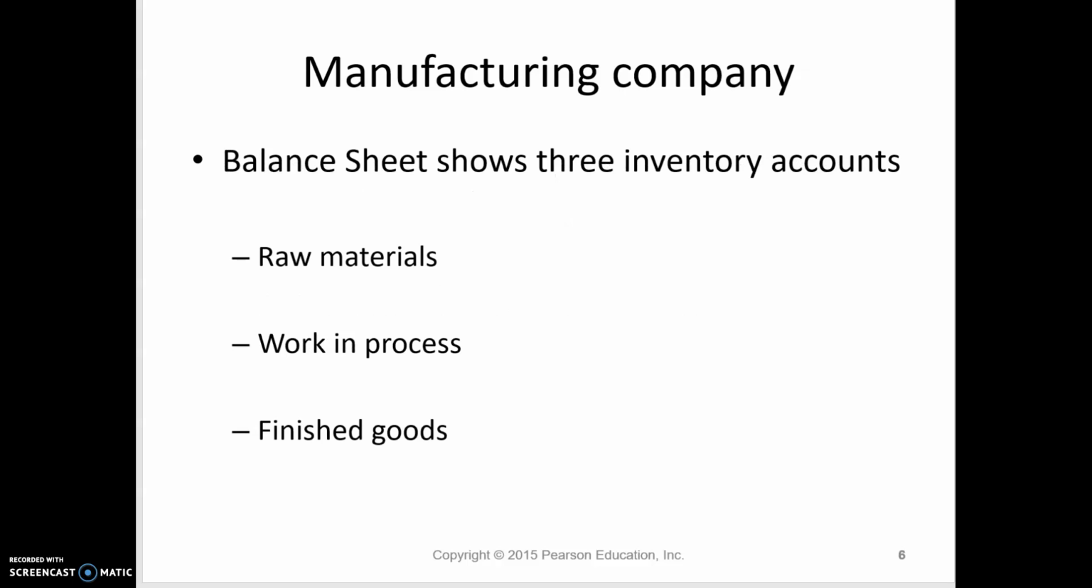And so back in financial accounting, when we learned about merchandise inventory, we knew that that was a current asset on the balance sheet. A manufacturing company is going to actually have 3 inventory accounts that they report on their balance sheet. Their raw materials inventory, their work in process inventory, and their finished goods inventory.